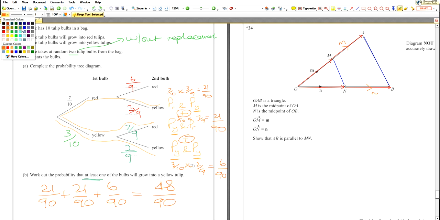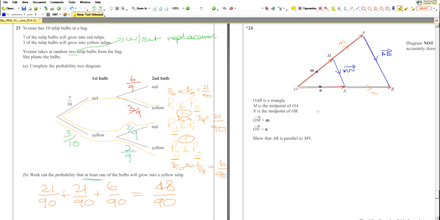Right, okay, let's go back to blue. So we have this vector here, and we have to show that these two are parallel. Show that AB, so AB we normally represent like this, A to B. This one, M to N. We don't know what that is. That's not a vector, that's just telling us what the direction is. We've got to work that out.